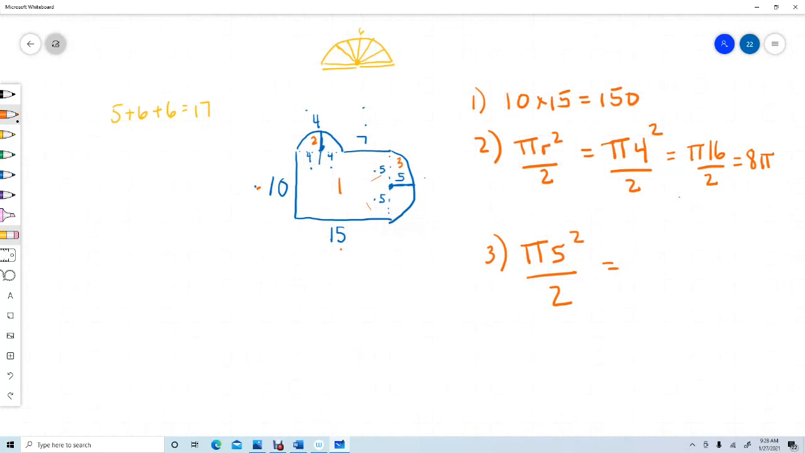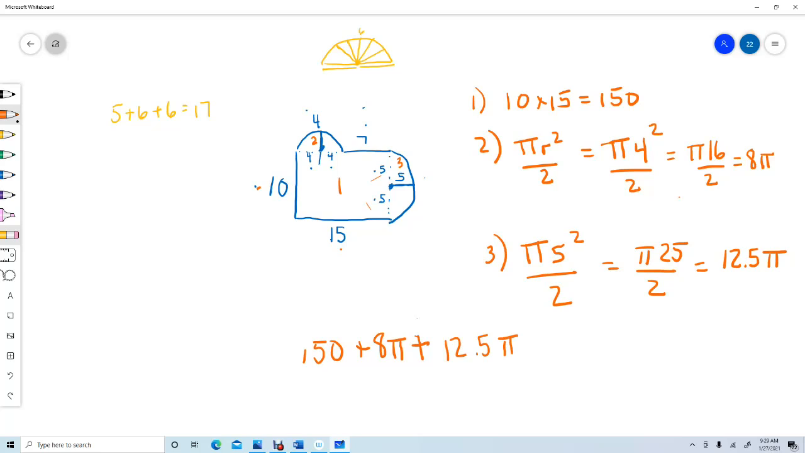Okay, 8 pi. Our area 3 is pi, 5 times 5 is 25 over 2, and that's 12.5 pi. All right, so let's add those areas. 150 plus 8 pi plus 12.5 pi, and that is 150 plus 20.5 pi units squared. All right, we'll just call it feet squared.